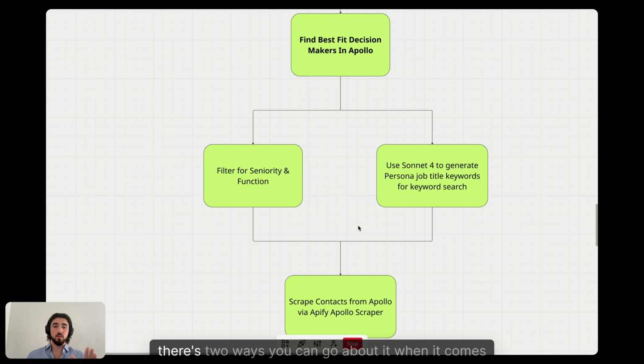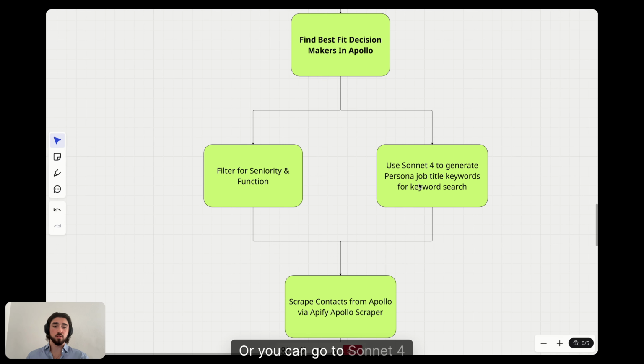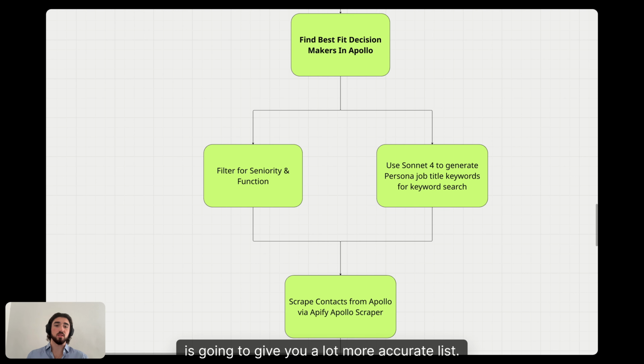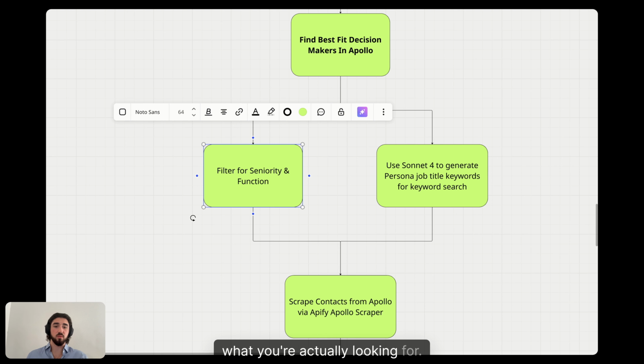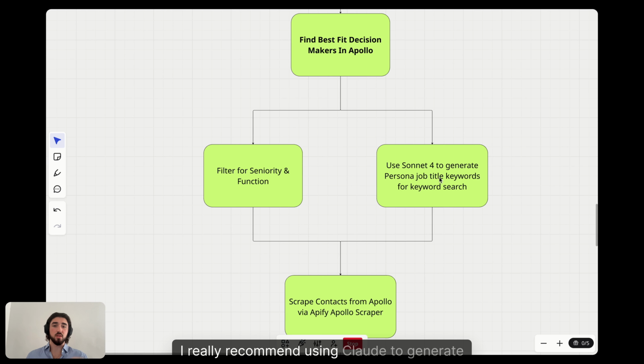So with Apollo, there's two ways you can go about it when it comes to finding the best fit decision makers. You can just filter for the seniority and function within their integrated tabs they already have, or you can go to Sonnet 4 and create persona, job title, keywords for the keyword search, which typically is going to give you a lot more accurate list. So I always recommend doing this. When you just use the filters they already have integrated, a lot of times you get a lot of really random roles that don't fit what you're actually looking for. So that's why I really recommend using Claude to generate keywords around the specific job title you want to go after.